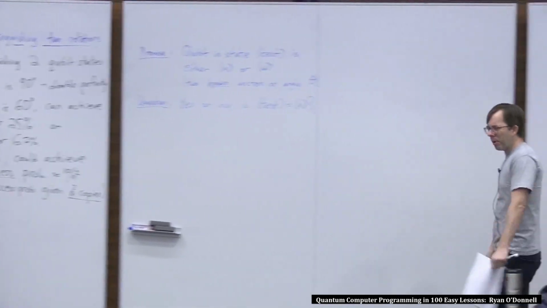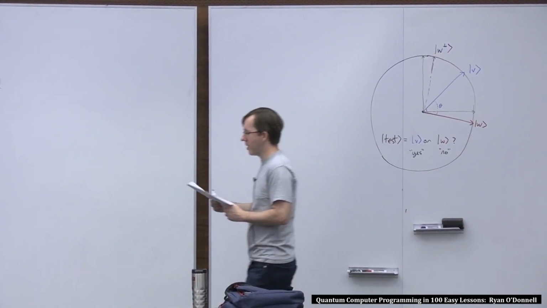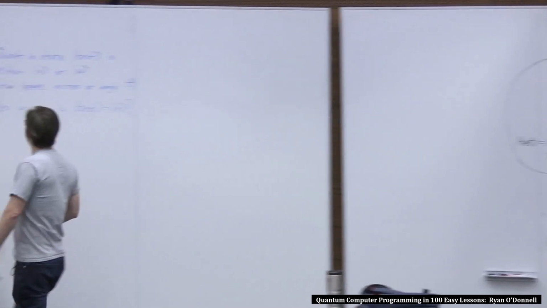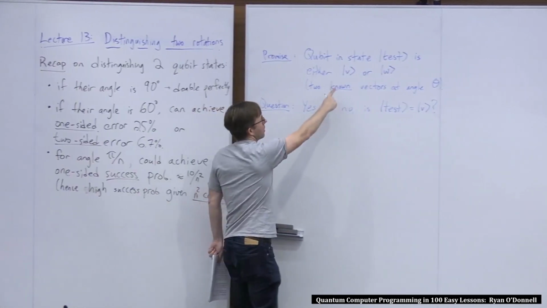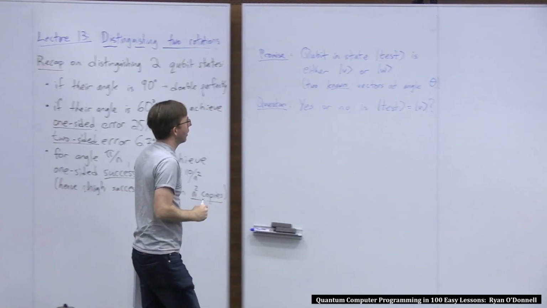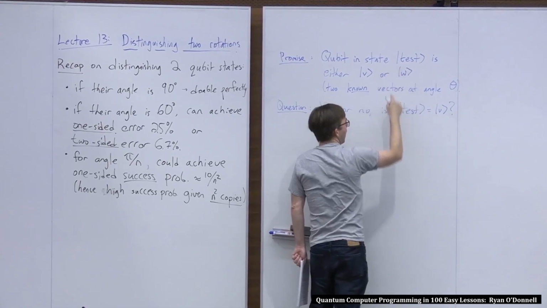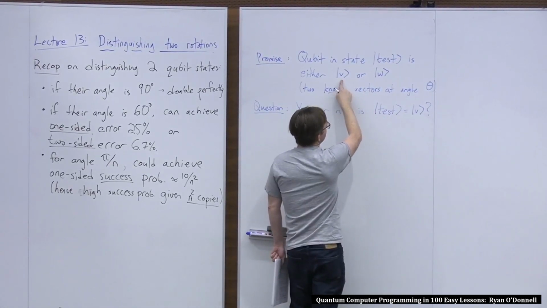Okay? It's pretty intuitive, and I'm mostly going to leave it to homework, but I'll sketch some parts of it here. So here's the setup. You have two unit vectors v and w at some fixed angle theta, and you know these vectors. There's a picture over here. But then you're given a qubit in an unknown state, which we'll call test, and we're trying to decide: is test v, or is it w?